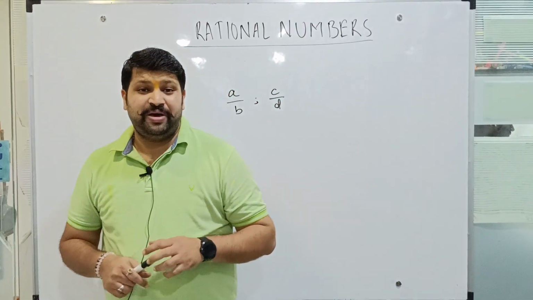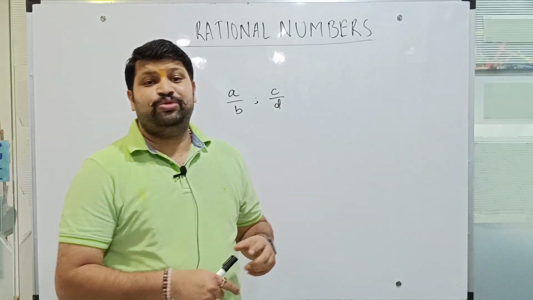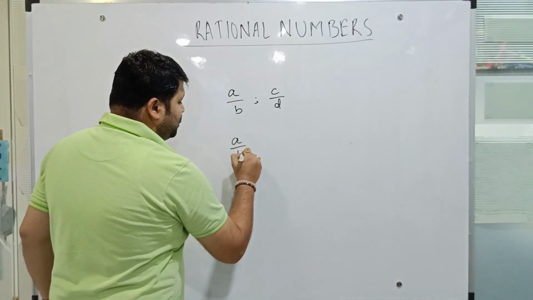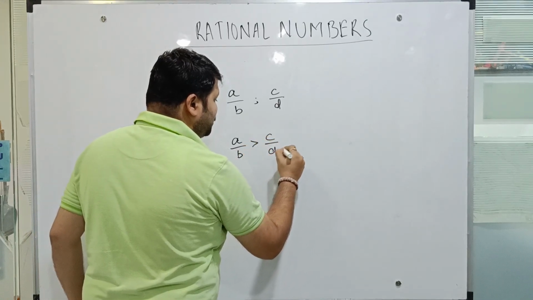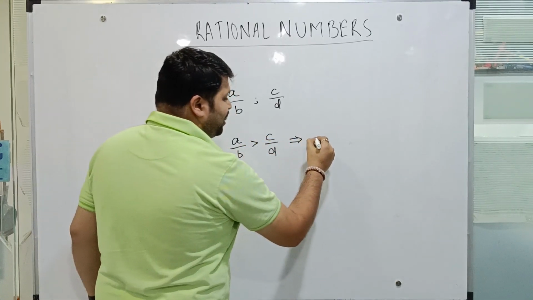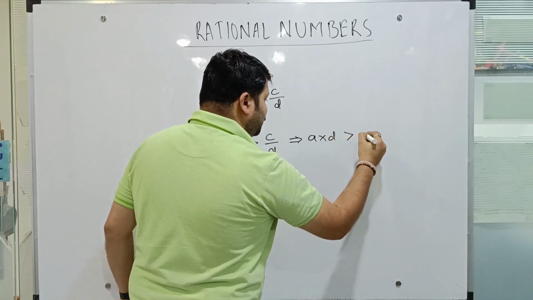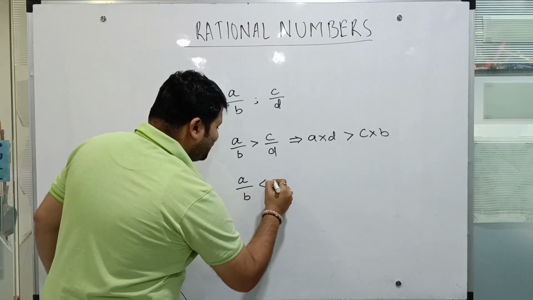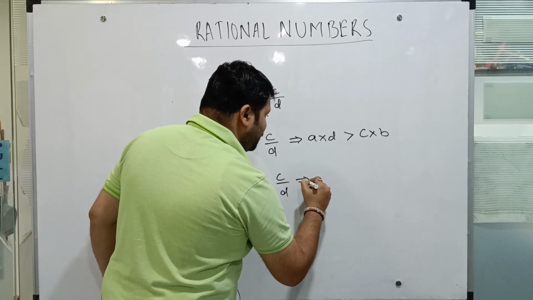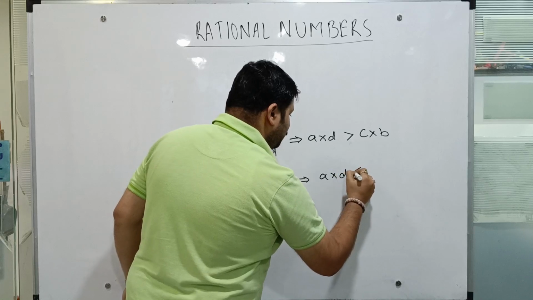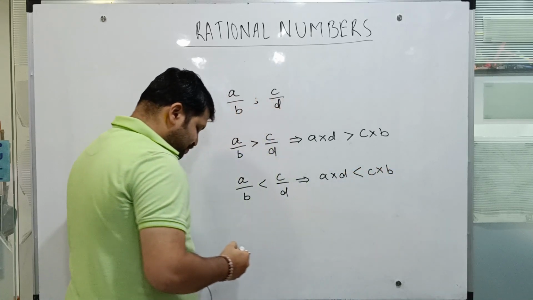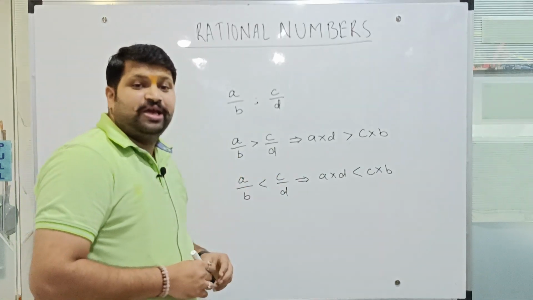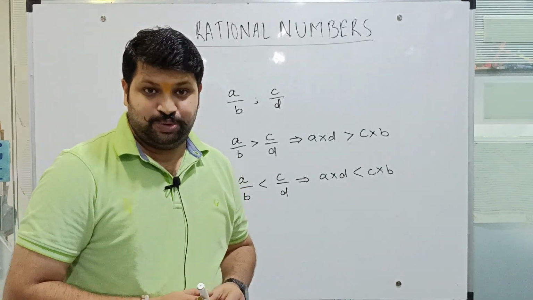Also, we can compare rational numbers using this property. If A upon B is greater than C upon D, it would mean that A multiplied by D should be greater than C multiplied by B, and if A upon B is less than C upon D, then in that case A multiplied by D would be less than C multiplied by B. So by using this, we can clearly compare the rational numbers as well.